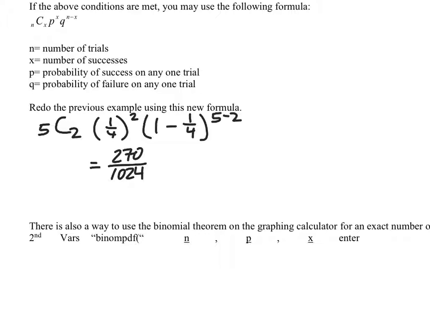Select that. You get it in menu form, right? But it's asking for the n value, the p value, and the x value. All right, so here n is the number of trials, so 5 trials, the probability of success on any one trial, and the number of successes that I'm looking for. All right. So binom PDF.